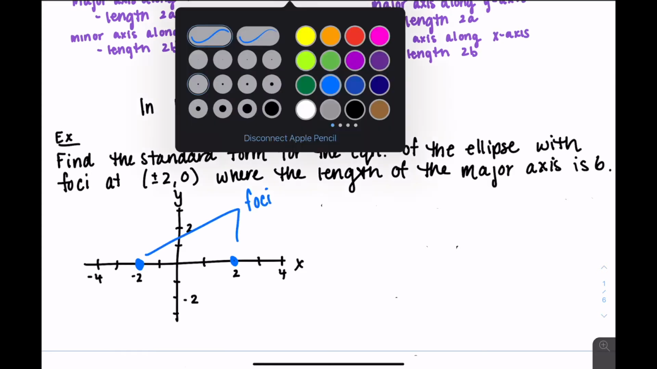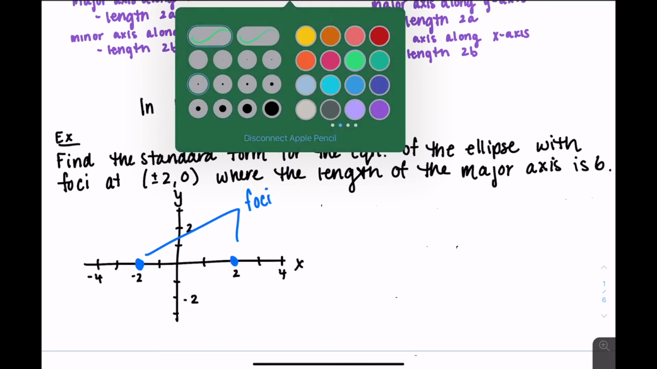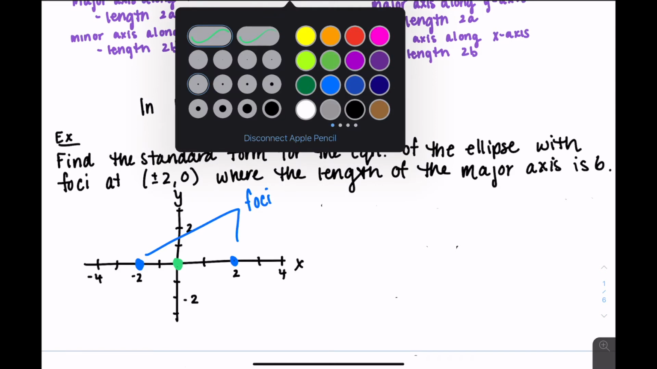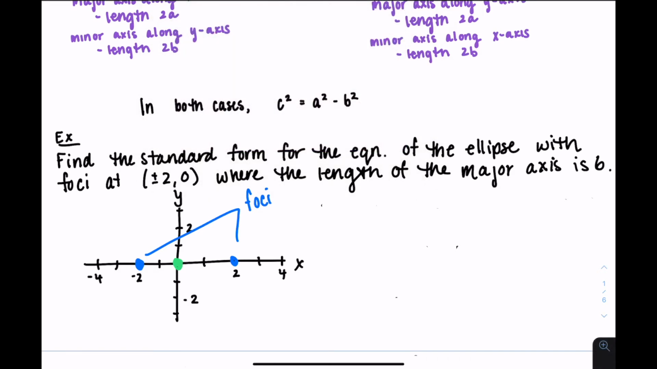Okay. My center is going to have to be halfway between these two, which happens to be at 0, 0. So we're okay. It's going to have the same form as above. Now, we're also told the major axis has a length of 6, and because those foci are stretched out on the x-axis, that's where the major axis is going to have to lie.